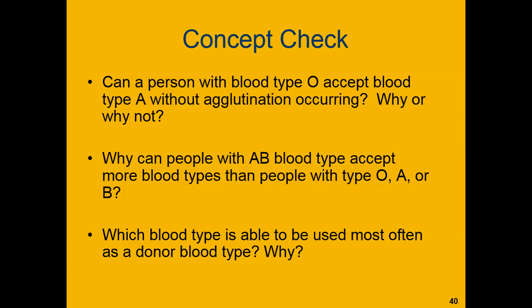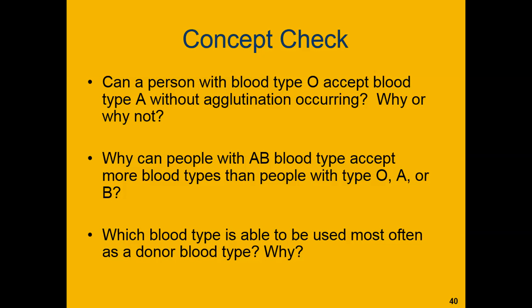All right, let's address the first question here. Can a person with type O blood accept blood type A without agglutination occurring? The answer is no. If somebody has type O blood, they will produce antibodies that attack A and B blood types. So if that type O recipient receives a donation of type A blood, their antibodies will agglutinate the type A blood that's donated into their body. And that's a bad thing.